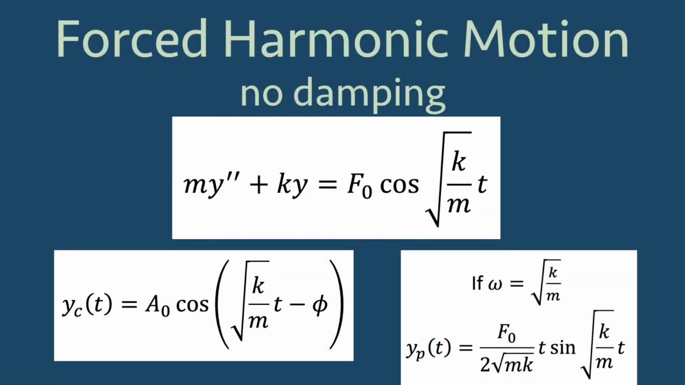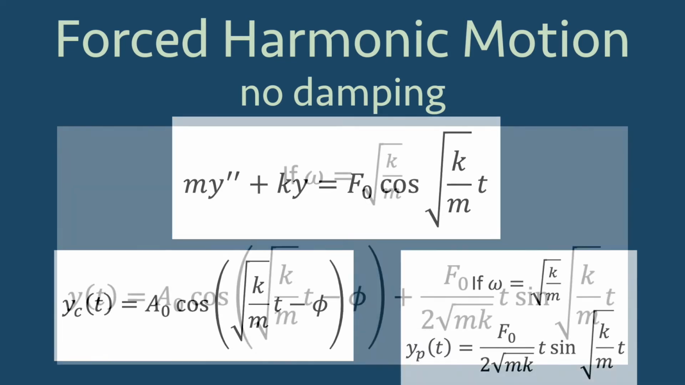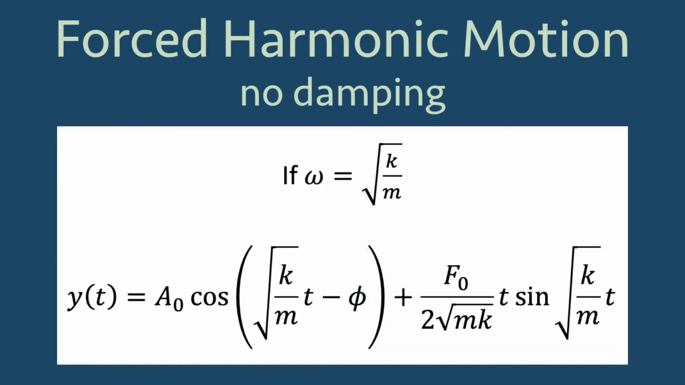If ω is equal to √(k/m), then the differential equation is my'' + ky = f0 cos(√(k/m) t), with the same complementary function as before, but with particular solution yp(t) = f0/(2√(mk)) t sin(√(k/m) t). The general solution is as follows. The difference with this case is that while there is oscillation, it is unbounded as t tends to infinity.